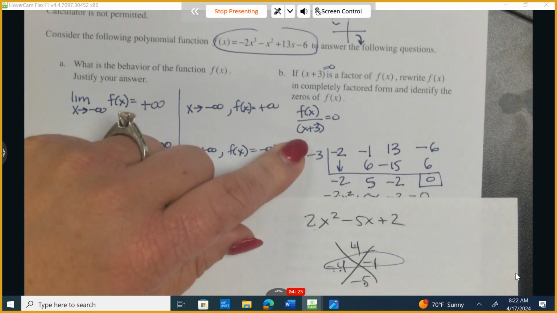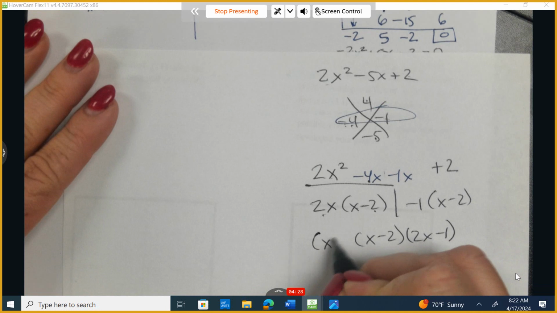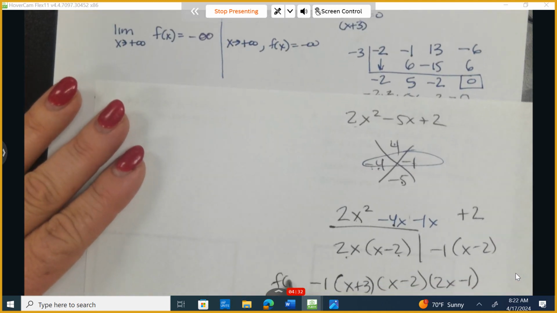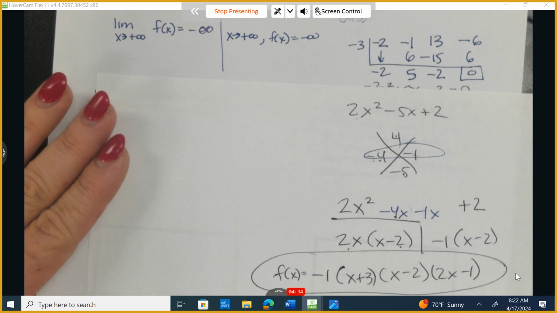Remember, this is a factor, so I'm going to drop down the x plus 3, and then remember I factored out the value negative 1. So this is factored, completely factored form.